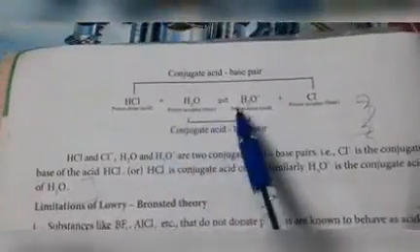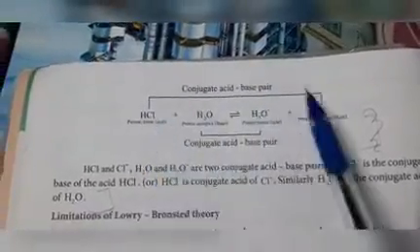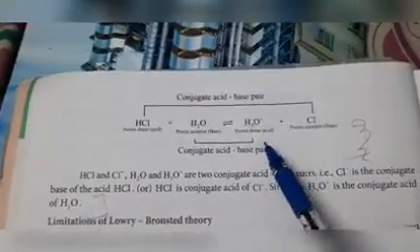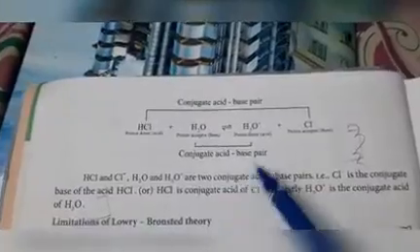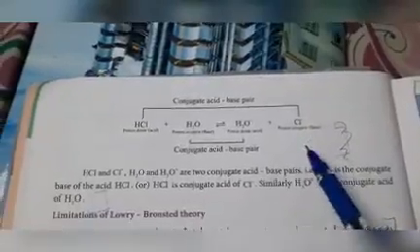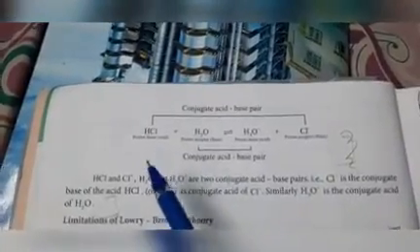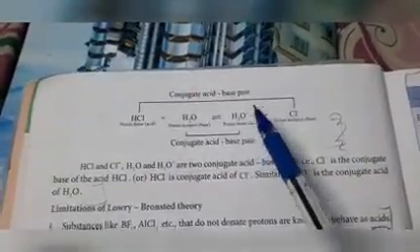See, in the same reaction I already explained, these two species are differentiated only by the H+ ion. So, this is called a conjugate acid base pair, acid and conjugate base. Like that, these two differ by the H+ ion only. So, HCl and Cl-, and H2O and H3O+ are two conjugate acid base pairs. This is one and this is the second one. Cl- is the conjugate base of the acid HCl and HCl is the conjugate acid of Cl-. Similarly, H3O+ is the conjugate acid of H2O.